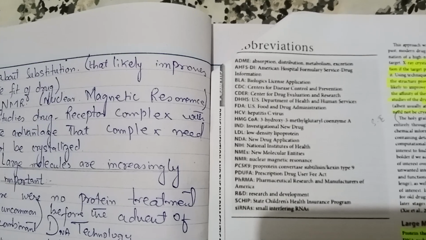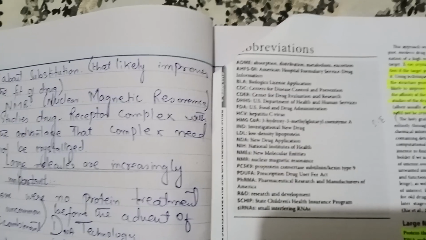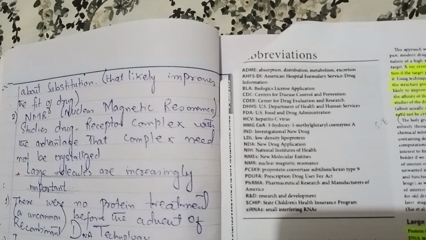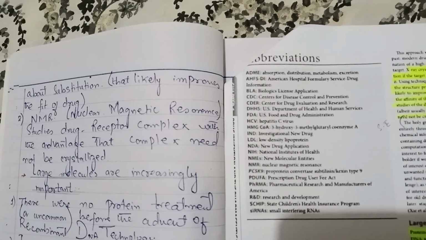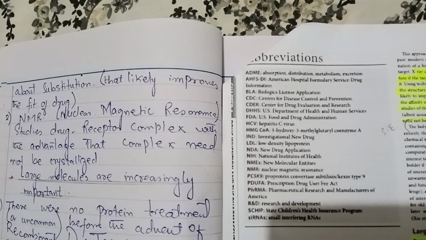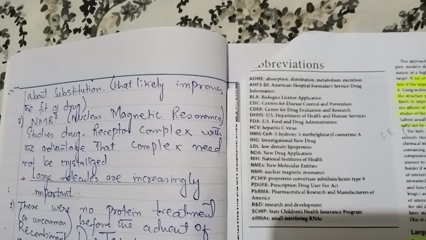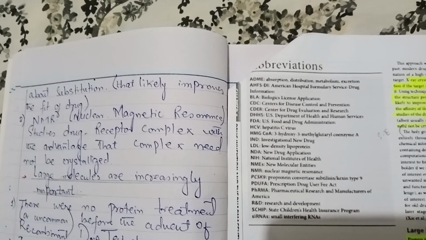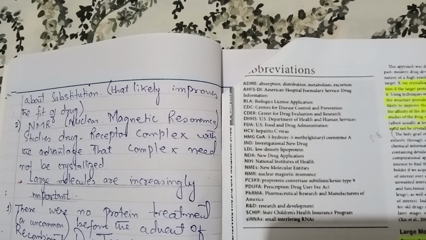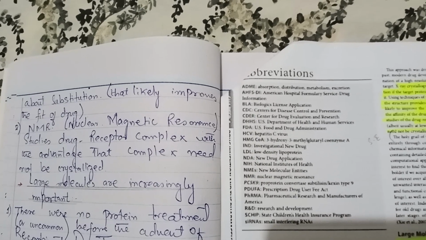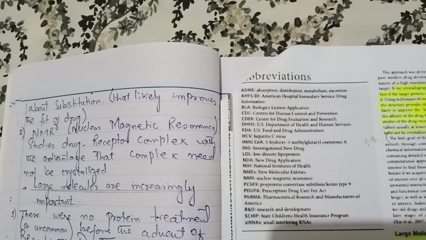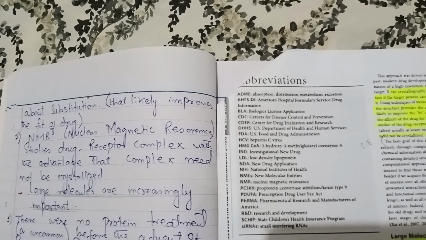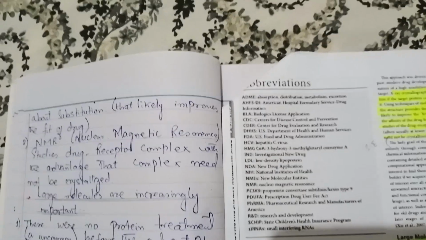PCSK9 is proprotein convertase subtilisin/kexin type 9. It's a bit kind of unreadable to me. PDUFA is Prescription Drug User Fee Act. PhRMA is Pharmaceutical Research and Manufacturers of America. R&D is Research and Development. SCHIP is the State Children's Health Insurance Program, and siRNAs is small interfering RNAs.